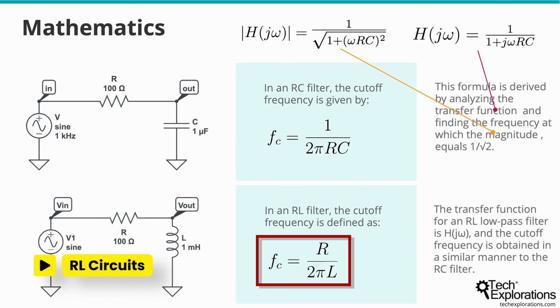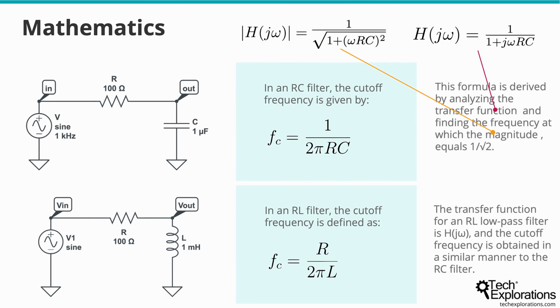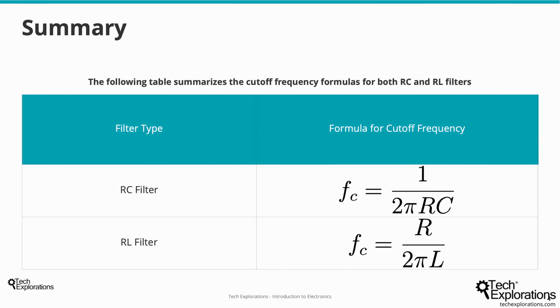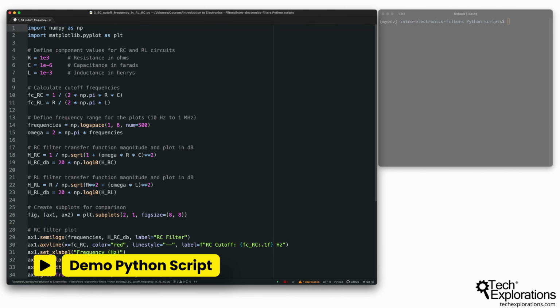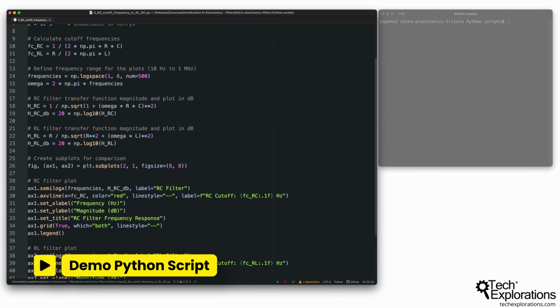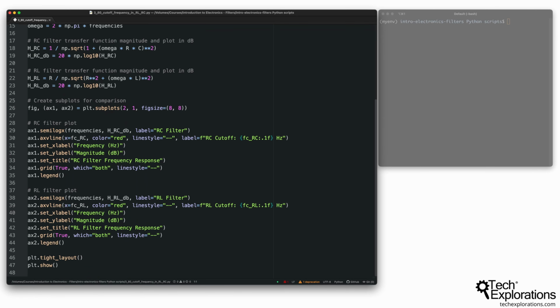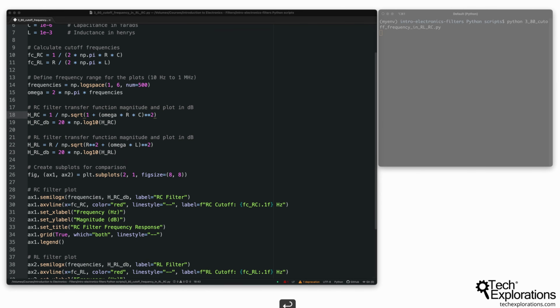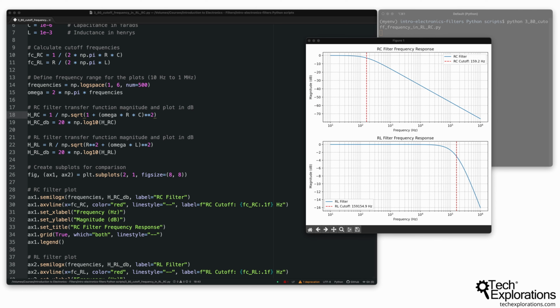For an RL filter, the cutoff frequency is defined by this formula. Fc equals R divided by 2 times pi times L. I've also prepared a small table that summarizes the two formulas for the cutoff frequencies for RC and RL filters. I've also put together a small script that demonstrates how to calculate and plot the cutoff frequencies for both an RC and RL circuit. The script also shows a comparison by marking the cutoff frequency on frequency response plots.